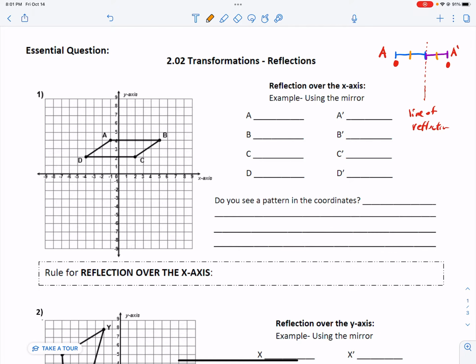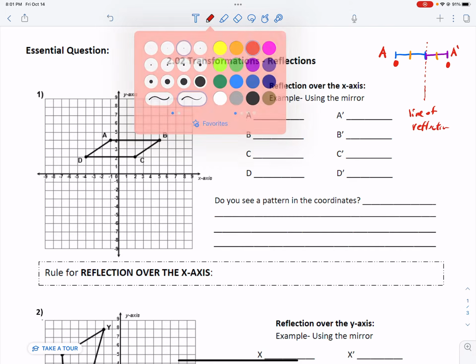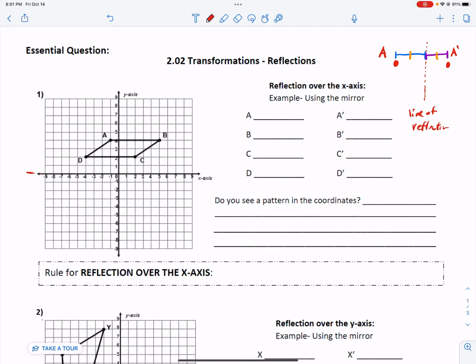Alright, so let's start off with reflection over the x-axis. So I'm going to first draw in our x-axis. That's going to be right here. Let's highlight our x-axis. Go ahead and grab the highlighter and highlight, please.